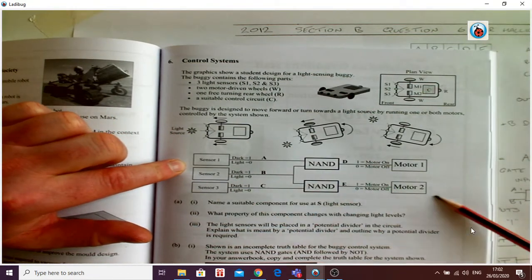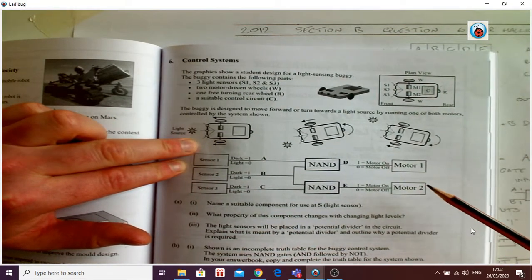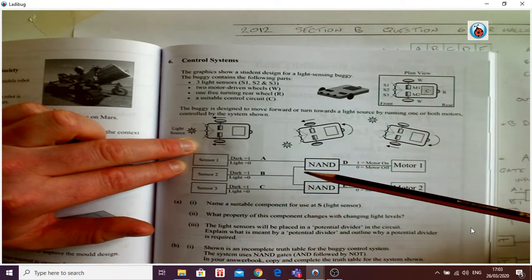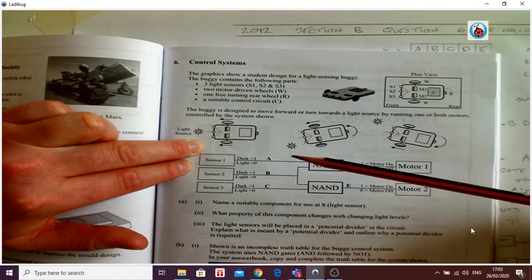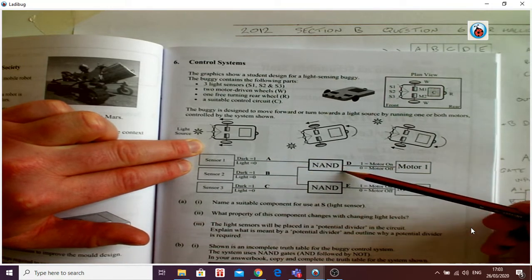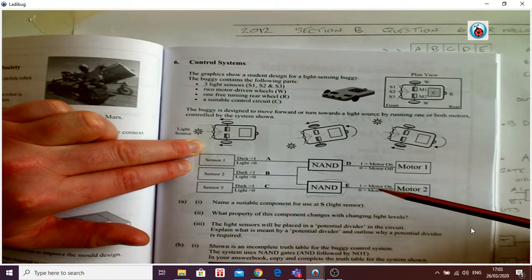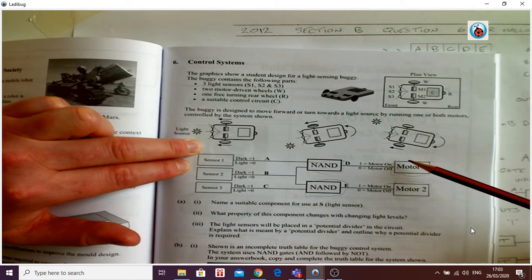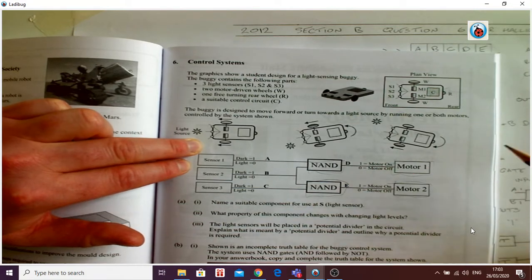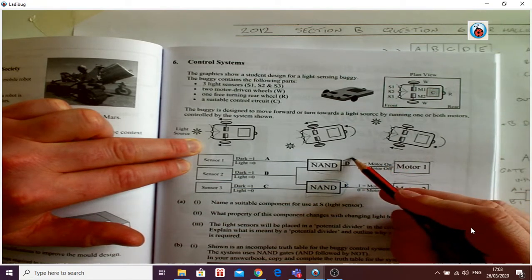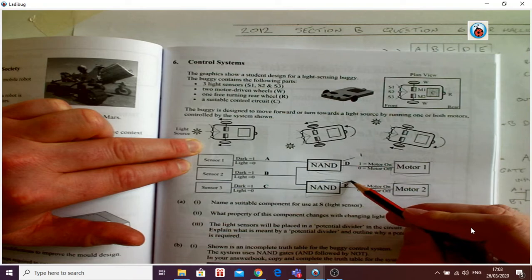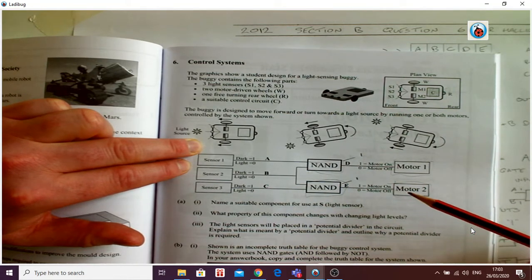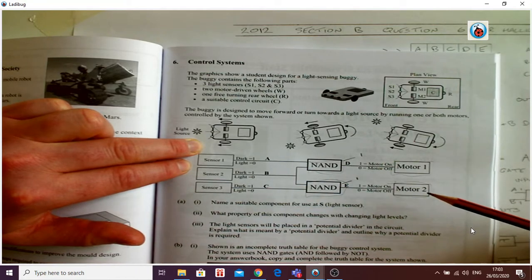Here we can see what's going on inside in the control circuit, right? So we have 1s and 0s, and we have a NAND gate here and a NAND gate here, and motor 1 and motor 2. Now for motor 1 and motor 2 to be turned on, you need an output out of the NAND gate of 1. Those outputs need to be 1. Okay, so we need to figure out how we're going to get that done, but that's later on in the question.